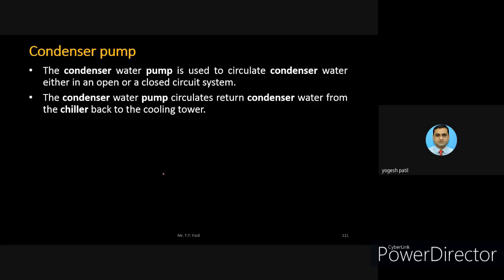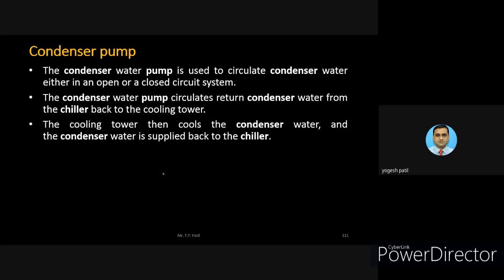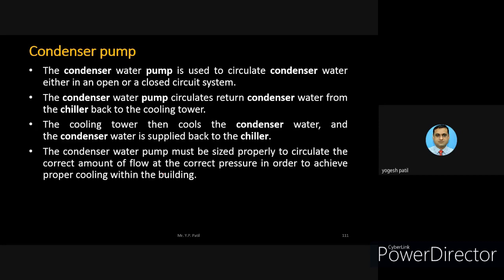And what do we mean by that heat exchanger? The heat exchanger works in cooperation with the external cooling tower. The condenser water pump circulates return condenser water from the chiller back to the cooling tower. The cooling tower then cools the condenser water, and the condenser water is supplied back to the chiller. The condenser water pump must be sized properly. Now what is the importance of this pump? It must be sized properly to circulate the correct amount of flow at the correct pressure in order to achieve proper cooling within the building.